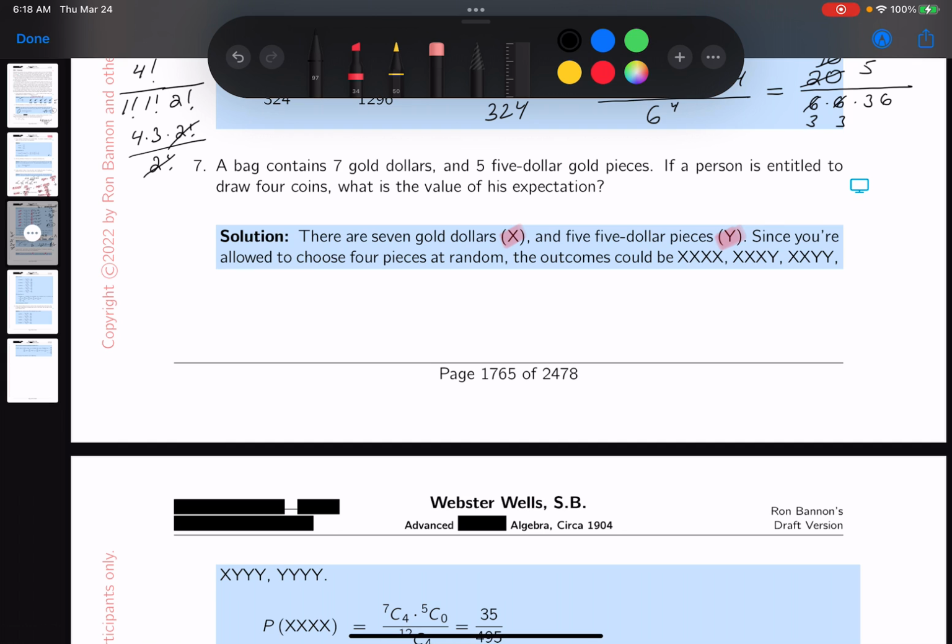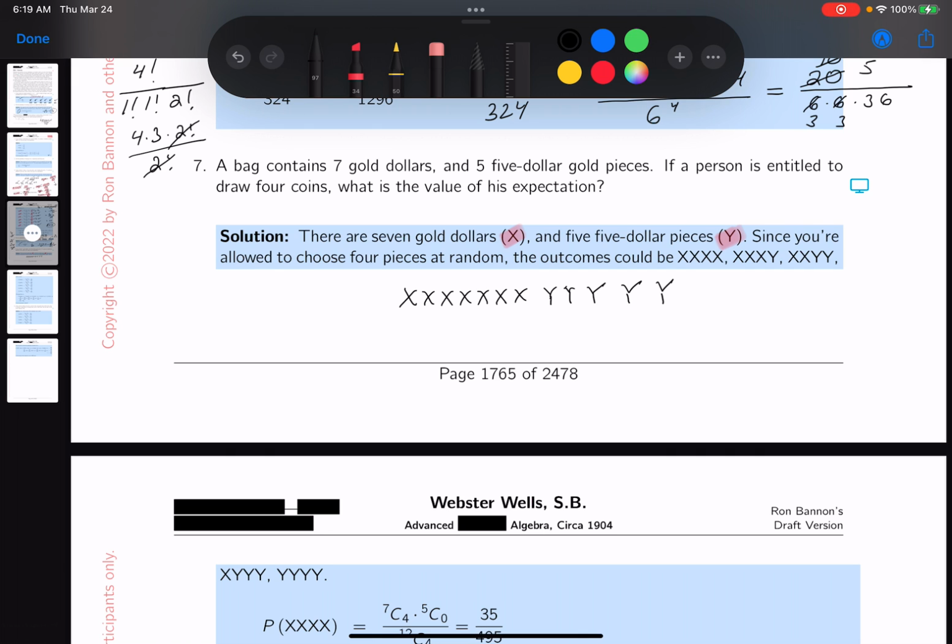So if I looked at the bag, the bag would look like 1, 2, 3, 4, 5, 6, 7, and then there would be 5 of those $5 pieces. One, two, three, four, five. Right. So a bag contains 7 of the X's and 5 of those Y's.